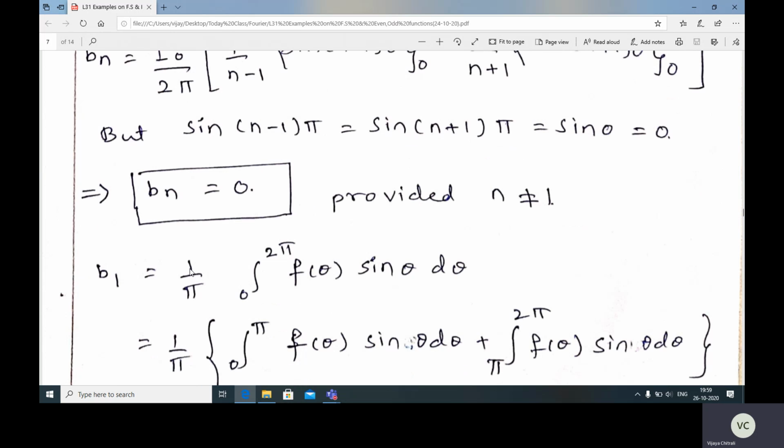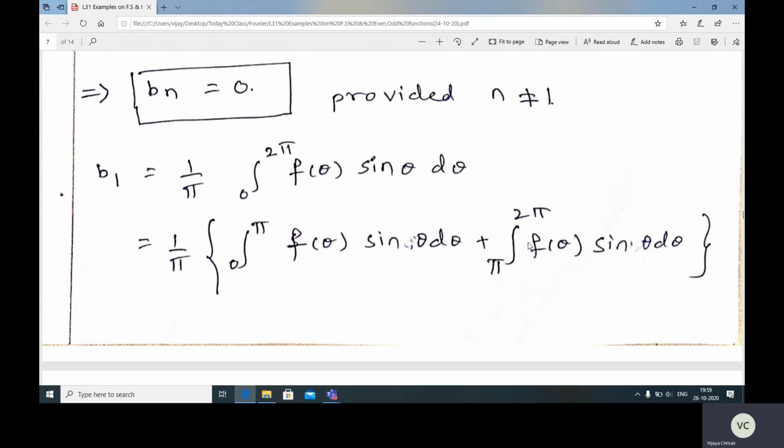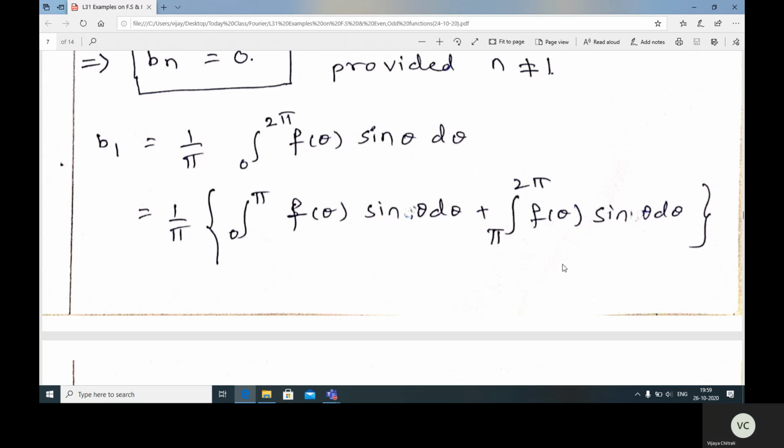B1 is equal to 1 by pi integration from 0 to 2 pi f of theta sine n theta, n is 1, sine theta d theta. Again 0 to 2 pi is divided into two subintervals, 0 to pi and pi to 2 pi. In the interval 0 to pi we have the function as I naught sine theta, and in pi to 2 pi we have the function as 0. 0 into something will be 0.